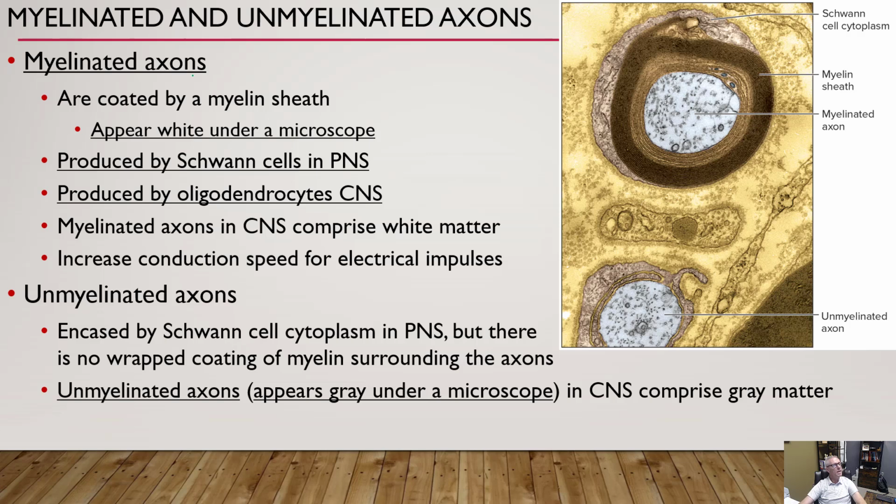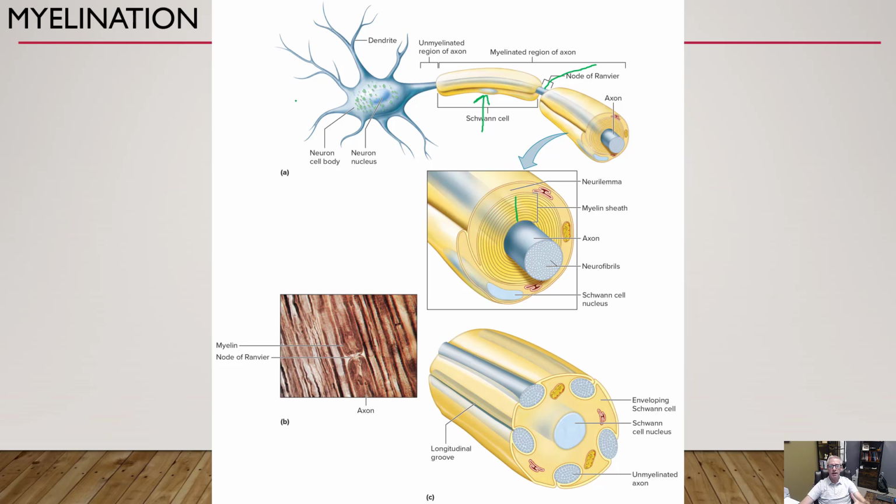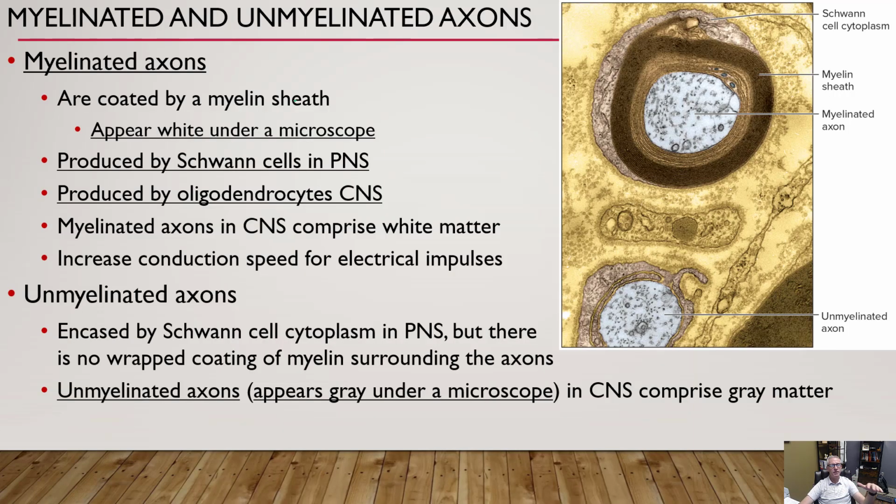All right, so myelinated axons. Sometimes we have axons that have that myelin sheath around them, and sometimes we have axons that don't have that myelination. Myelinated axons do have that myelin sheath, and when we look at them under a microscope, they appear white. Unmyelinated axons appear gray under a microscope.